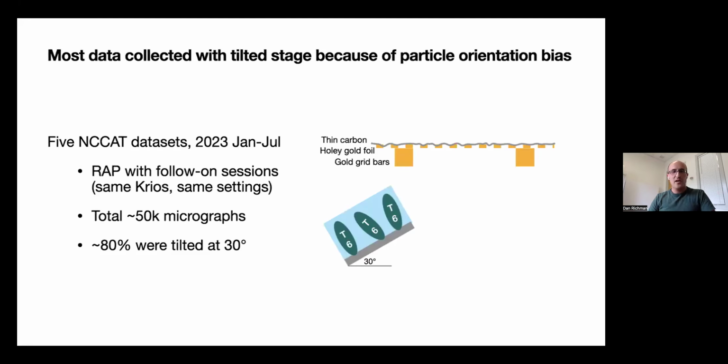All right, so like I said, we collected a bunch of the rapid access proposal based cryo-EM sessions, they were all collected with the same settings. So I was able to merge around 50,000 micrographs overall. Around 80% of them were collected with a 30-degree tilt because in the wild type data set, we were never able to resolve or never able to fix a fairly pronounced orientation distribution problem. And so we compensated for that to some degree with just the stage tilt.